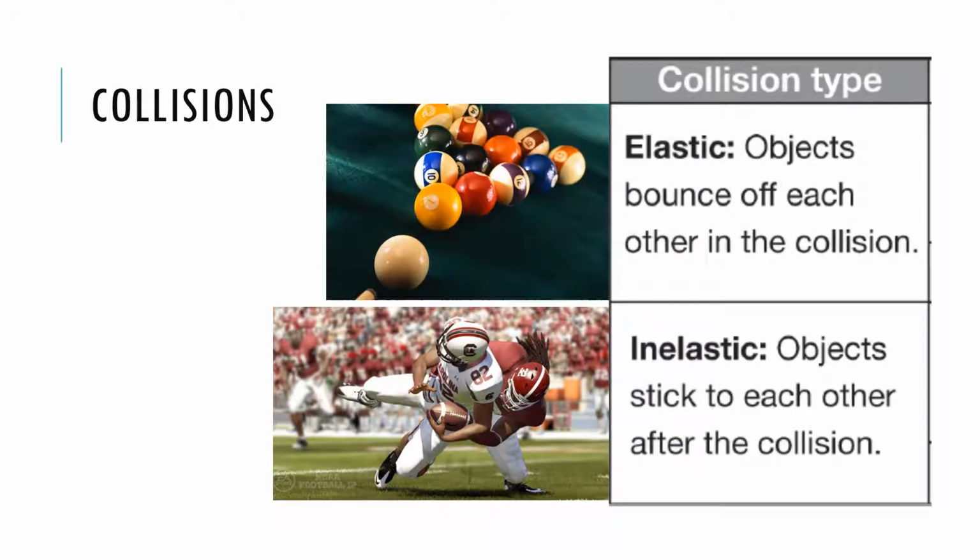So again, elastic is when they bounce off of each other. When you're playing pool and you hit your cue ball and it hits the one ball and you're trying to get them into the pockets, you're counting on the bouncing. So that's going to be an elastic collision. Inelastic collisions are when objects stick to each other after collision, like our football players. This one is colliding with the ball carrier to try to get him down and get the ball stopped. That's inelastic.